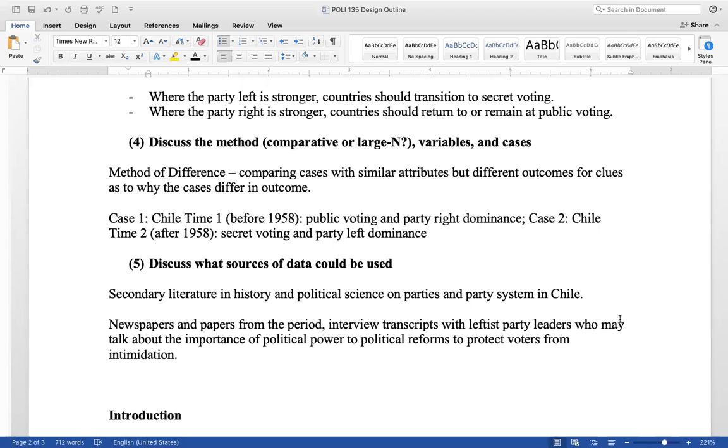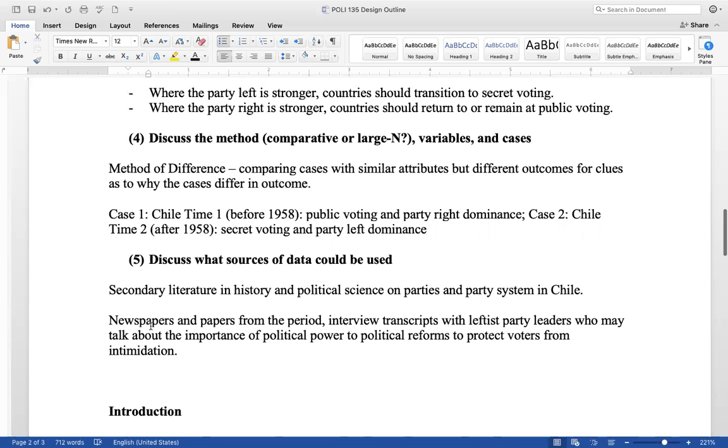So notice mine. I said secondary literature and history and political science on parties and party systems in Chile. That's information that I'm looking for in the secondary literature, but I'm not examining the literature for its own sake. I'm just using it for my purposes, right? I'm trying to find the information that I need to evaluate the hypothesis. And in this case, I'm also considering using newspapers and other documents from the period, as well as interview transcripts.